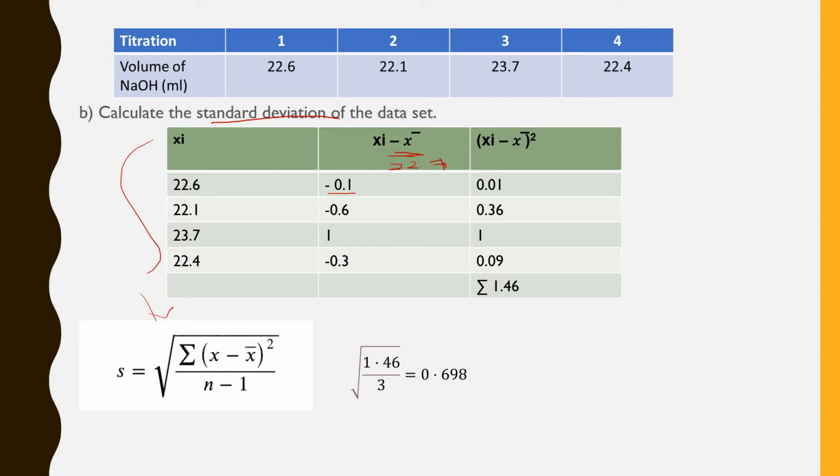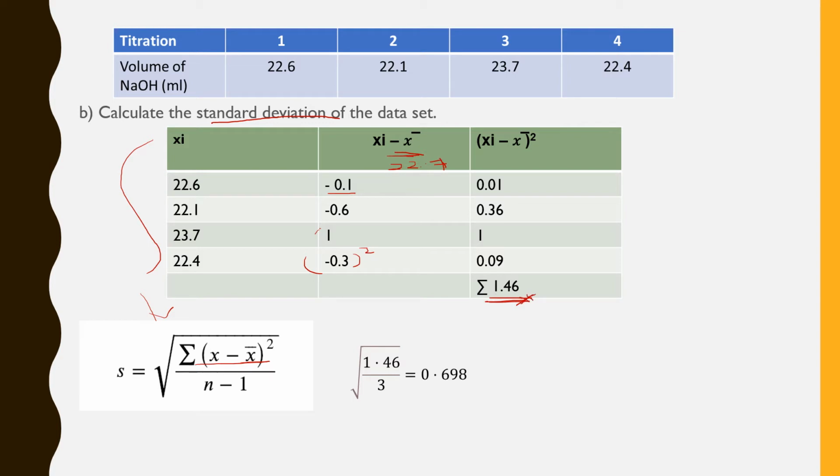After finding the deviations, we have to find the deviation squared, because from the formula we need the total of the deviation squared. So 0.1 to the power of 2, you will get 0.01. 0.6 to the power of 2, you will get 0.36. 1 to the power of 2, you will get 1. Negative 0.3 to the power of 2, you will get 0.09. So the total will be 1.46.